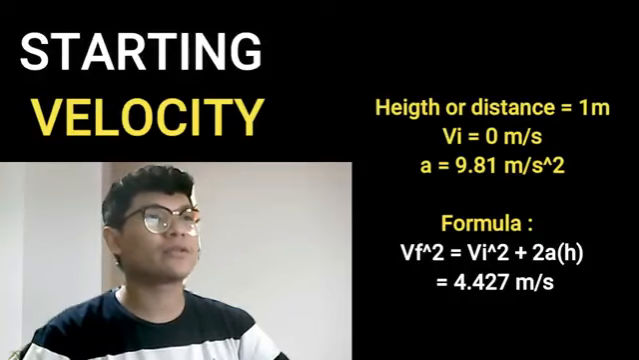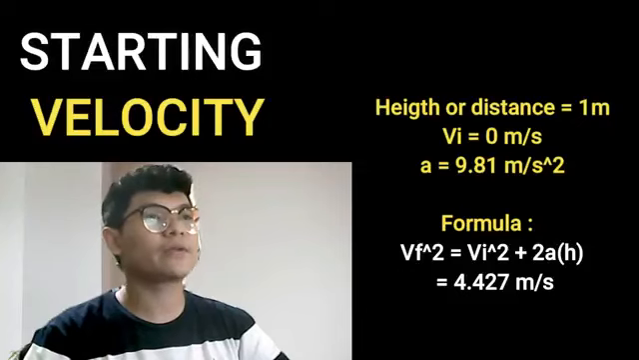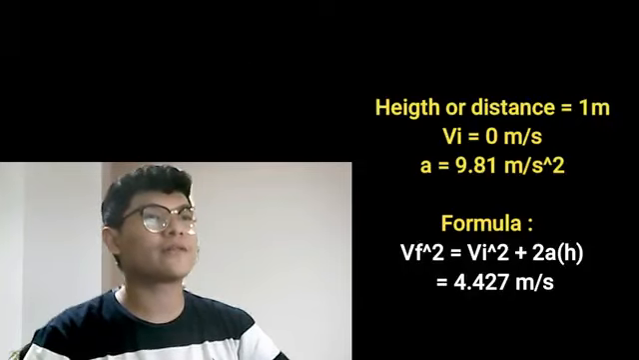Then after substituting the given, we got 0 meter per second raised to 2 plus 2 multiplied by 9.8 meter per second squared multiplied by distance, which is 1 meter. Then we will get 19.6 meter per second. Then for the final answer, we get 4.427 meter per second. And that is the starting velocity for all cases.